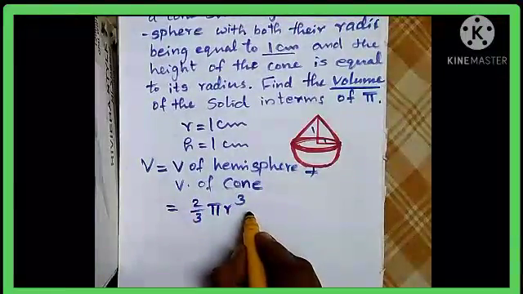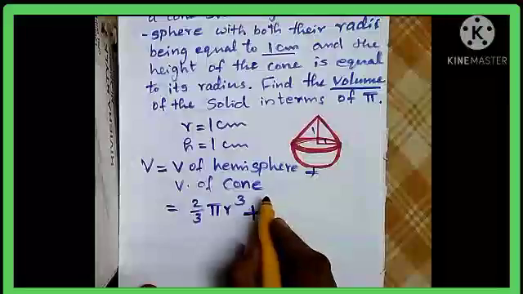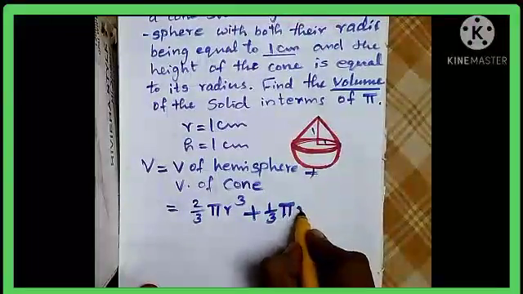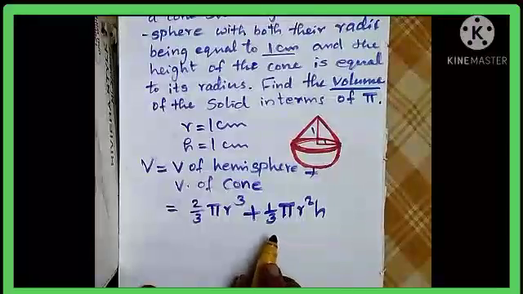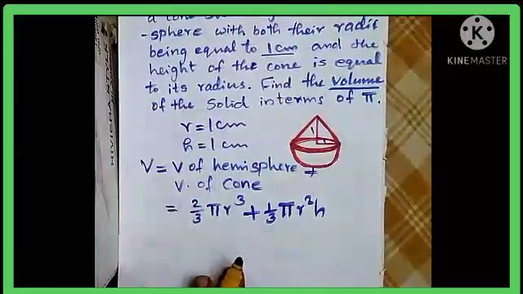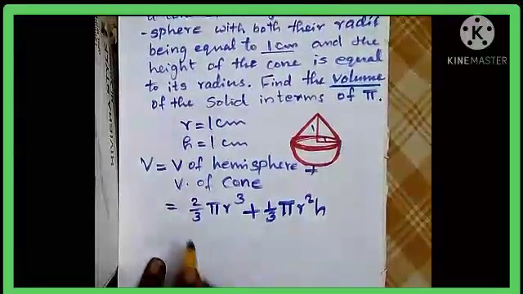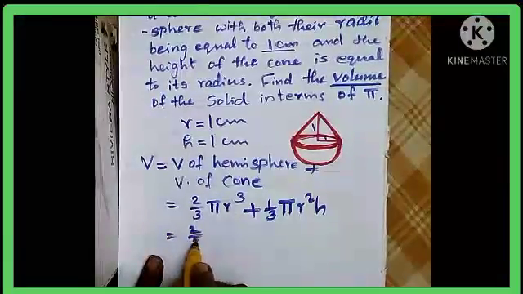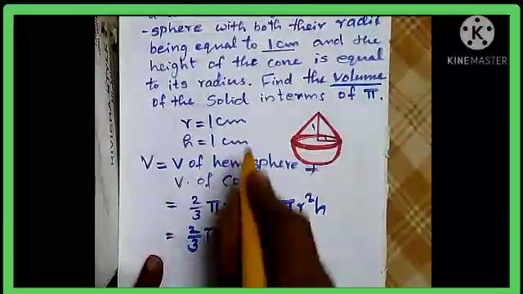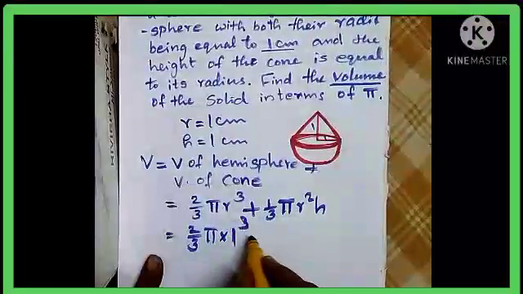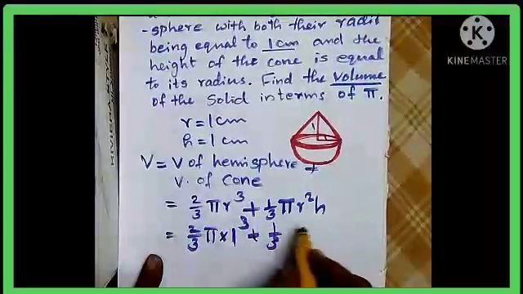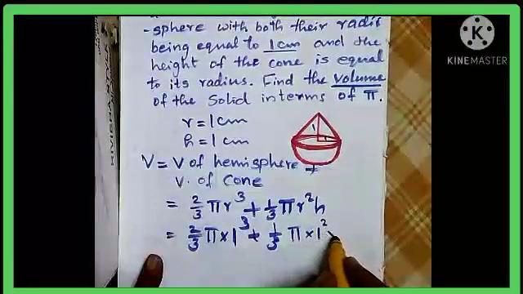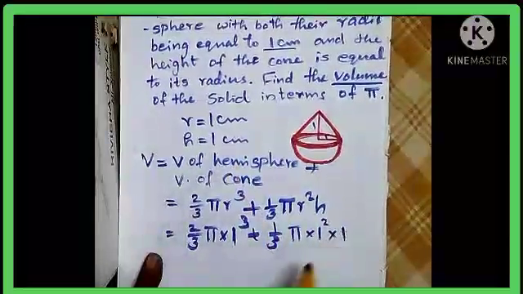You need to learn the formula by heart. Plus what's the volume of a cone? That is 1 by 3 pi r square h. Now we can substitute the values. Here r and h only you need to substitute. That is 2 by 3 pi into radius, which is given as 1, so 1 cube, plus 1 by 3 pi into r, again 1 square, into h, also 1.